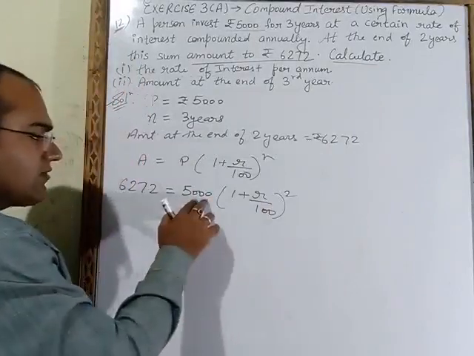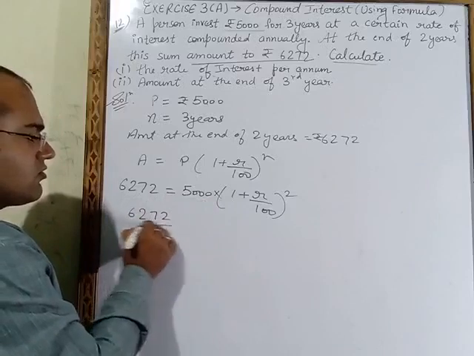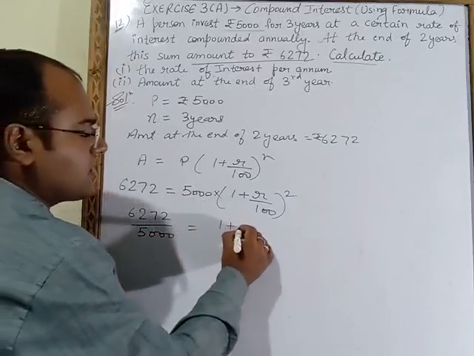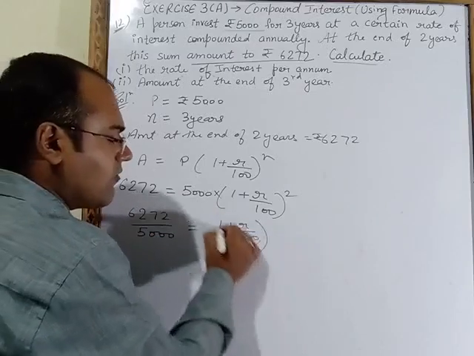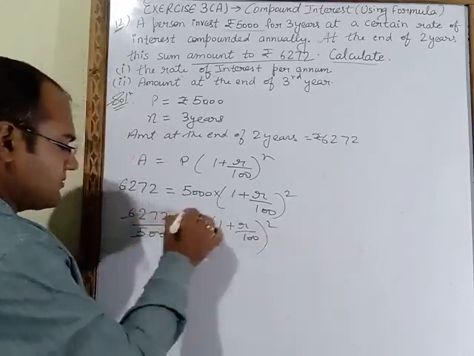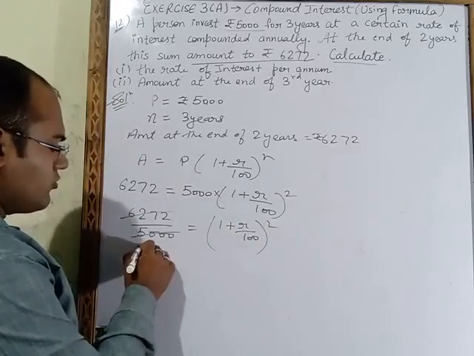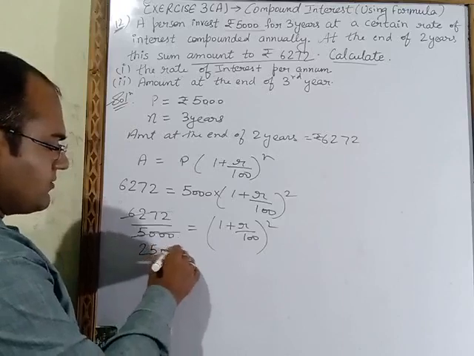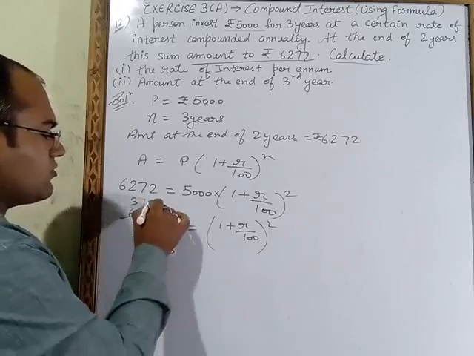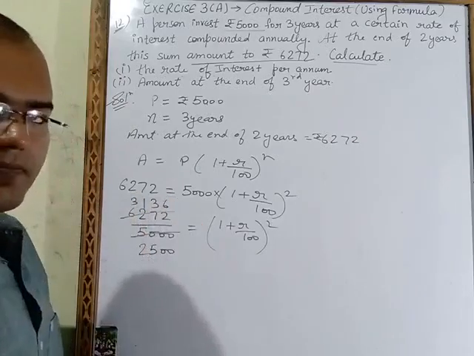Now this 5,000 is in multiplication here, so we will bring it in divide. 6272 divided by 5,000 is equal to 1 plus R upon 100 power 2. Now we will cancel these numbers with the table of 2. 2 2s are 4, 2 5s are 10. This one also, 2 3s are 6, 2 1s are 2, 2 3s are 6, 2 6s are 12.